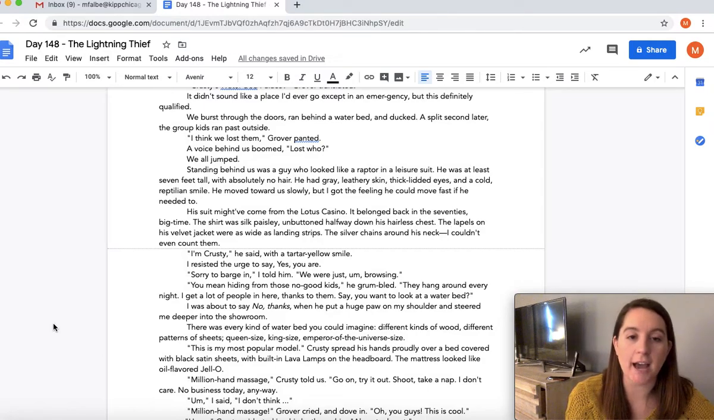Standing behind us was a guy who looked like a raptor in a leisure suit. He was at least 7 feet tall, with absolutely no hair. He had gray, leathery skin, thick, lidded eyes, and a cold reptilian smile. He moved toward us slowly, but I got the feeling that he couldn't move fast if he needed to. His suit might have come from Lotus Casino. It belonged back in the 70s, big time. The shirt was still paisley, unbuttoned, halfway down his hairless chest. The lapels on his velvet jacket were as wide as landing strips. The silver chains around his neck, I couldn't even count them.